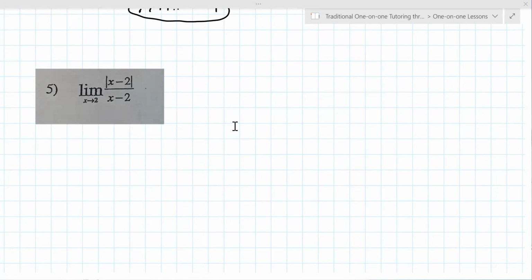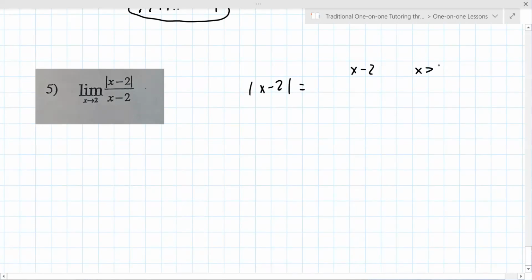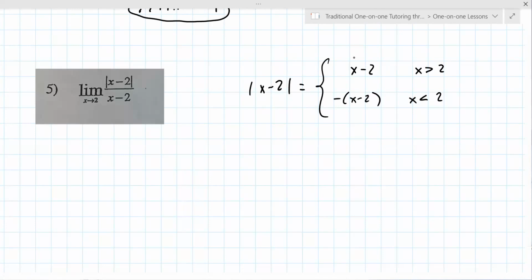So 5 here, because it's the limit as x approaches 2, when you put 2 and you get 0 over 0, you have to say, okay, well, can I use some algebra here? Well, kind of. So the absolute value of x minus 2 equals x minus 2 if x is greater than 2, and then the negative of that when x is less than 2. So you have to know this definition. And that number tells you where the breakpoint is. Like if it was absolute value x minus 4, it would be greater than 4, less than 4, and you have to know to negate it. Okay.